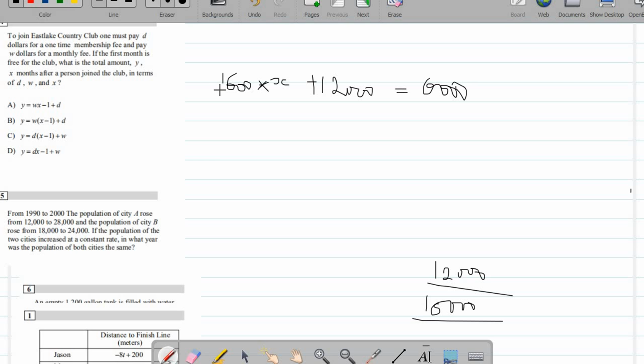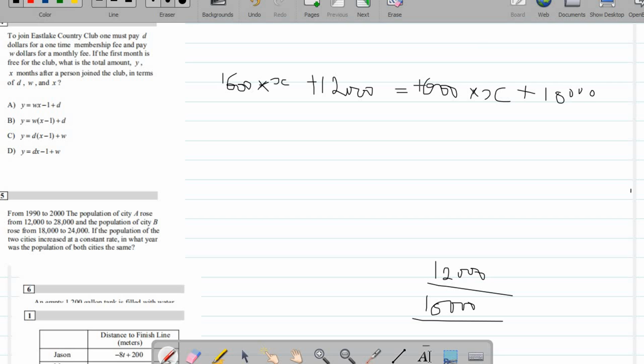So for the first one, multiply 1600 times x plus the original amount, 12,000, is equal to $600 times x. So we have 600 there times x plus 18,000. We're looking for when these two of them will be the same. That's why we equated them. So when would they be the same?